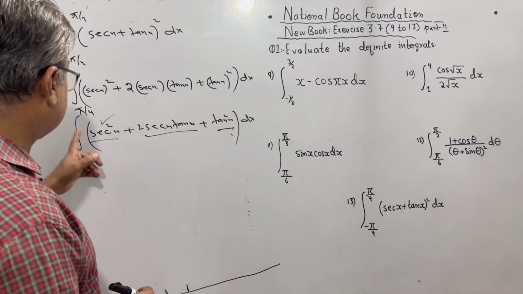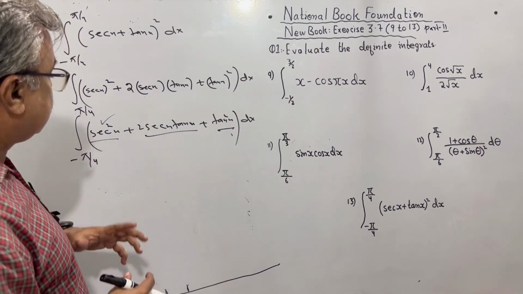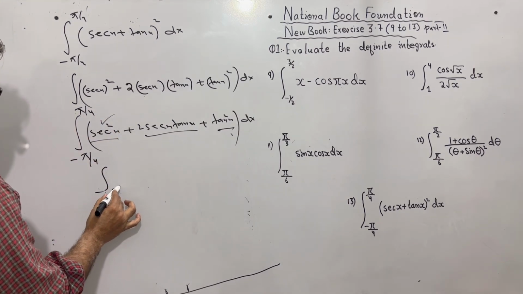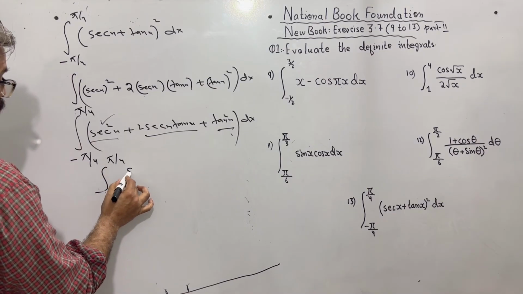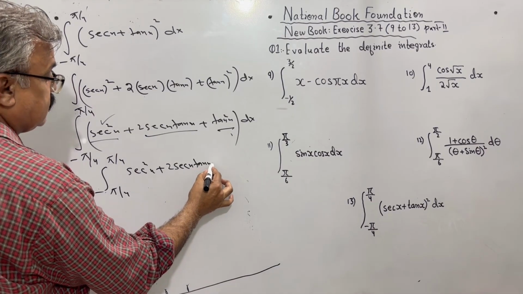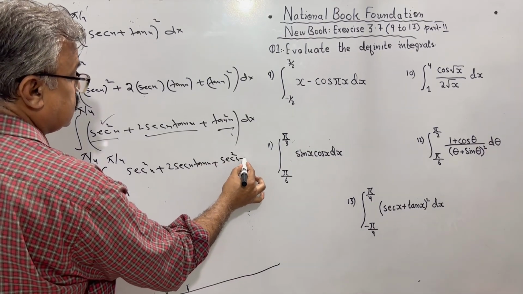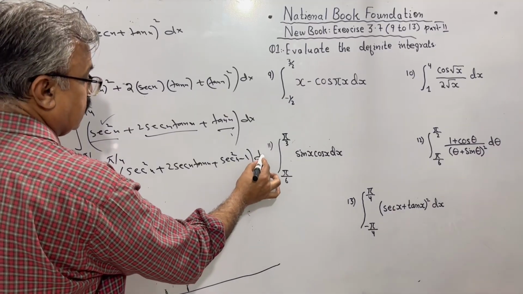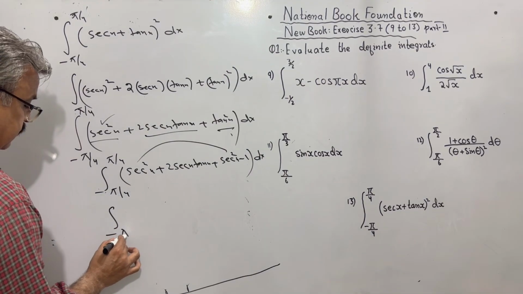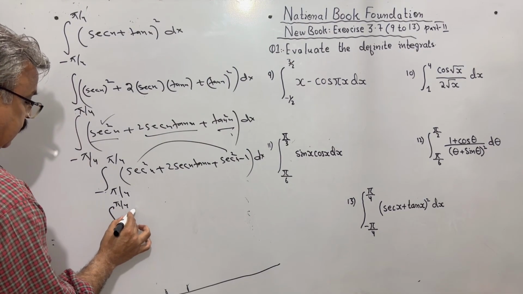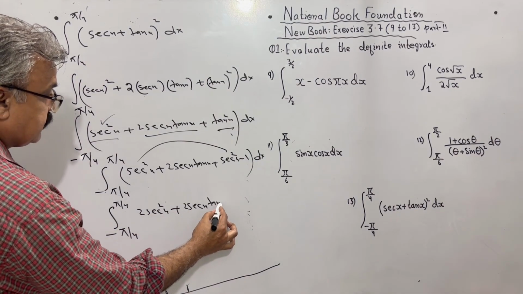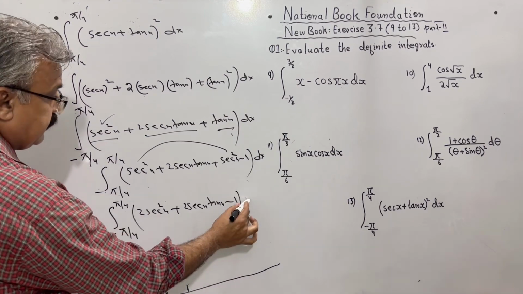These are the special functions that are the differentiation of some function. That function is our answer in that case. Integral from negative pi upon 4 to pi upon 4. We have sec square plus 2 times sec x tan x plus tan square, which is sec square x minus 1, dx. Making life simple, add them: integral from minus pi upon 4 to pi upon 4 of 2 sec square plus 2 sec x tan x minus 1 times dx.